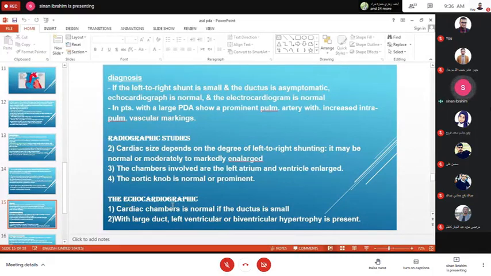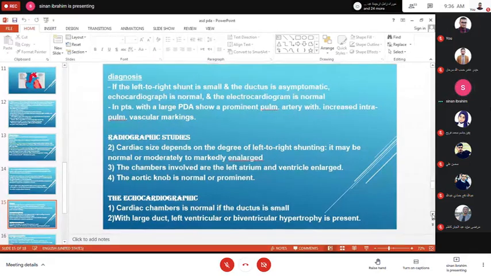Also, the same findings will be seen in the echo. The cardiac chambers will be normal if the PDA is small, while with a large duct, the left ventricle will be enlarged, and then it will end with biventricular hypertrophy.